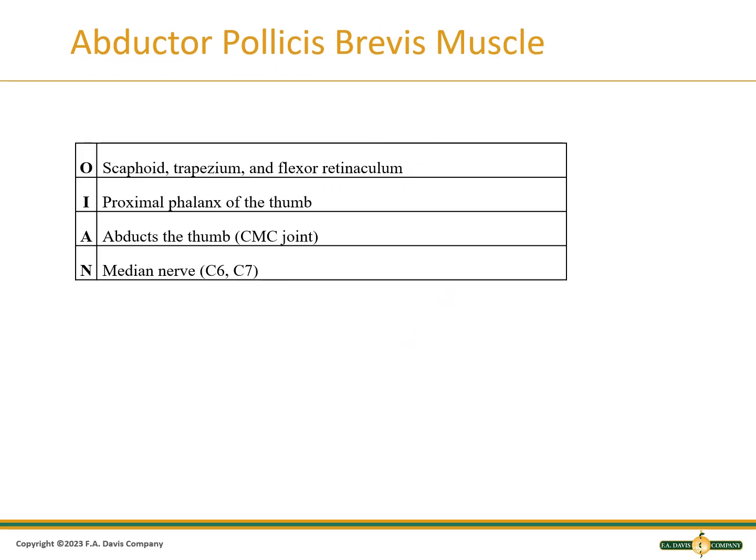Abductor pollicis brevis originates on the scaphoid, trapezium, and flexor retinaculum to insert on the proximal phalanx of the thumb. So again, proximal, it's not going to affect the IP joint of the thumb, and we don't have abduction of the IP joint of the thumb. It serves to abduct the thumb at the CMC joint because that is the only joint of the thumb that has abduction, and it is innervated by the median nerve, being on the anterolateral aspect of the hand and forearm.